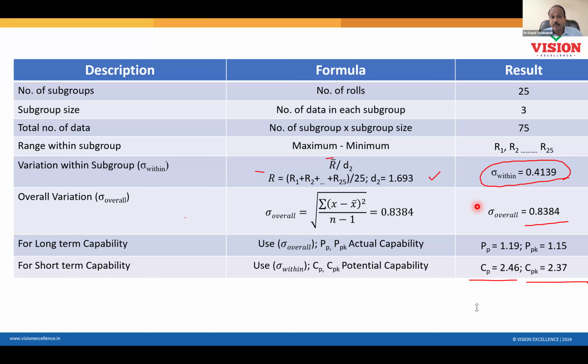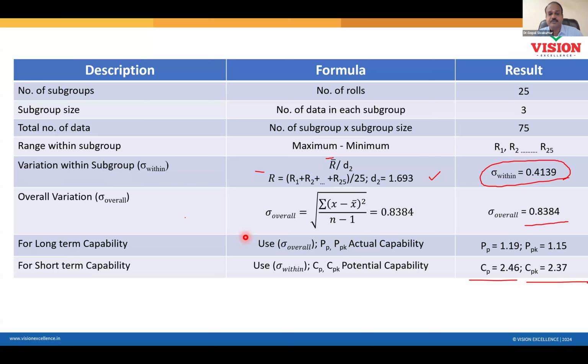It's a fantastic scenario. But now, for the same process, there is one other way of calculating standard deviation, which is known as overall variation. What is overall variation? Overall variation means, totally how many data points do you have? Every subgroup you have 3 samples, so 75. I want you to type all 75 data in a single column and calculate a standard deviation using all the 75 data in one go.